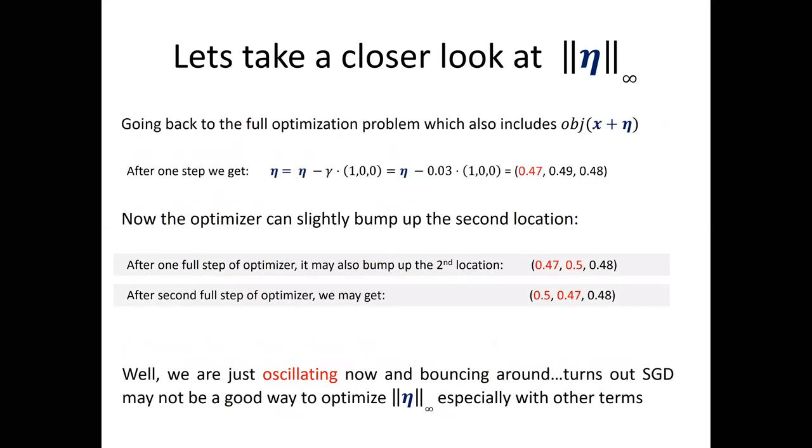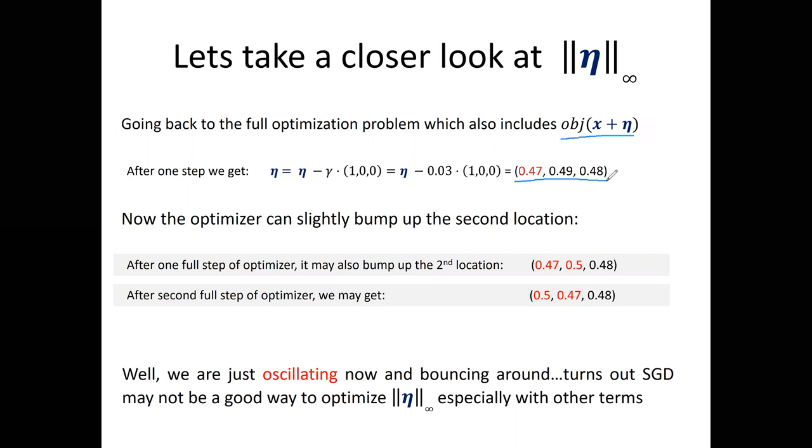Okay, so let's see this oscillation problem. What can happen here? Now we're looking at the full optimization problem, which also includes this opt function. Remember, let me just highlight here, over here is the opt function for which we had several proxies. We looked at two choices for the opt function. The paper of Carlini and Wagner looks at other proxy functions as well. As we saw before, after one step of gradient descent, we end up with the following new value for eta.